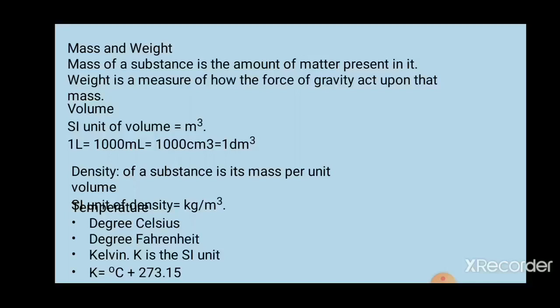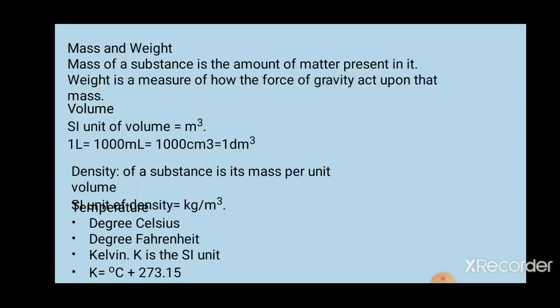Usually the question asked is, what is density, or define density, and write the SI unit of density. So what is the definition of density? It is nothing but the mass of a substance per unit volume, or mass by volume. Like that also you can write. Density is equal to mass by volume.